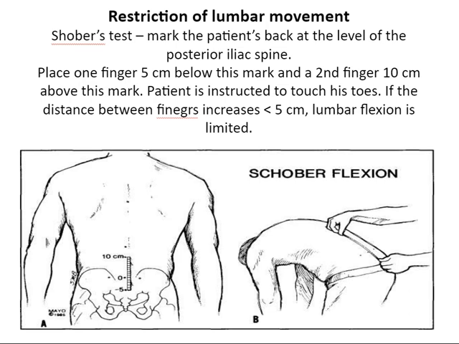In the same way, in Schober's test also, the distance between the 2 points which we have marked should increase by more than 5 centimeters. If it is less than 5 centimeters, lumbar movement is limited. Okay, so remember both are 5 centimeters. Chest expansion should be more than 5 centimeters, and the lumbar movement should also be more than 5 centimeters.